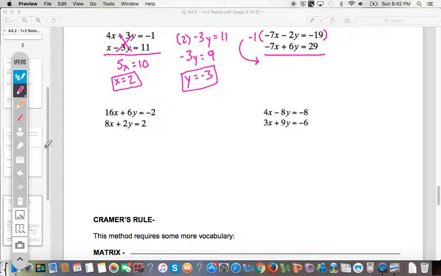So I have, oops, let me get rid of that line right there. So I have positive 7x now. Negative 1 times negative 2 is a positive 2y. Okay, negative 1 times negative 19 is positive 19. Now I can eliminate. So negative 7x plus 7x, that cancels. 6y plus 2y, that equals 8y. And 29 plus 19 is 48. So I know that y equals 6.